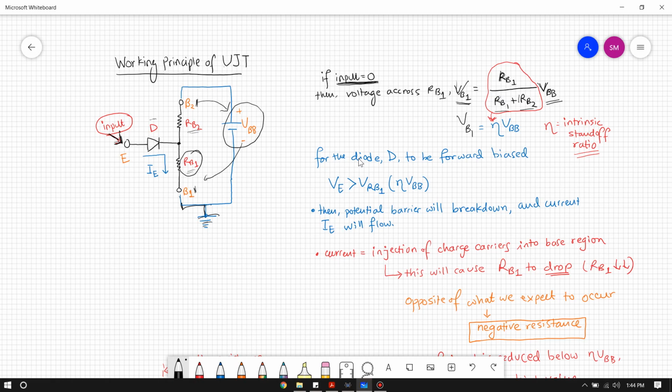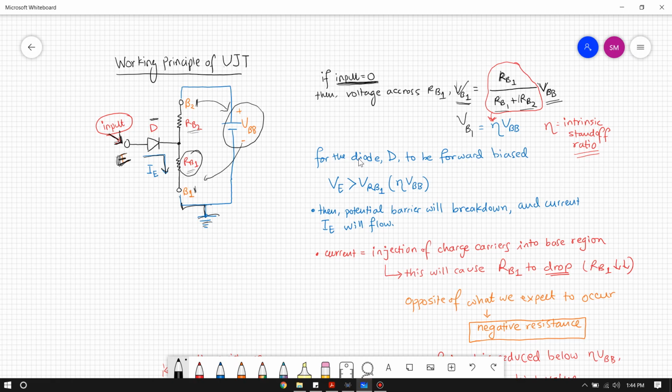Now, if we supply an input to the emitter terminal, what will be the condition? The current will flow when this diode is forward biased, right? The current will flow in this direction, so it will flow towards the ground.